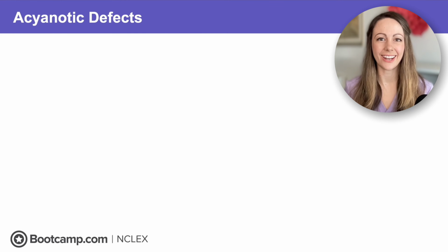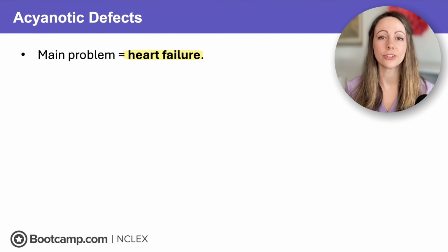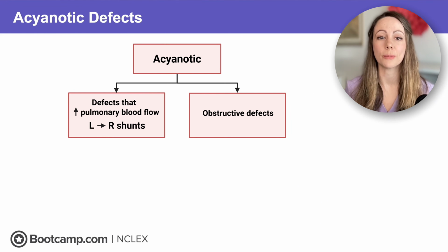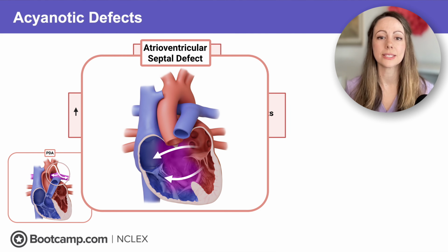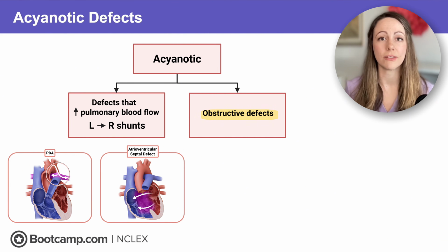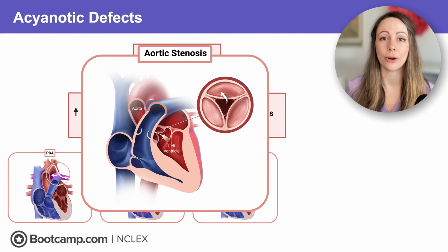Now we have acyanotic defects, where our main problem is heart failure. This is because fluid builds up within the heart and causes pressure on the ventricles and leads to strain on that heart and heart failure. These are classified by two main groups: defects that increase pulmonary blood flow, like left to right shunts, such as patent ductus arteriosus or septal defects, and we have obstructive defects, like coarctation of the aorta and pulmonary and aortic stenosis.